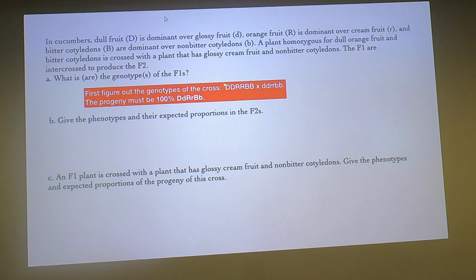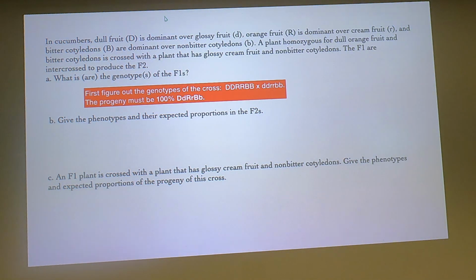So, for instance, the D locus. What proportion do we expect to see of that in the F2s? So we're just asking for phenotypes. 3-1. Yeah, so we expect 3 big D and 1 little d. What about the R's? 3-1. Oh man, this is a baby problem when you look at it this way, isn't it? Okay, what about B's? 3-1.